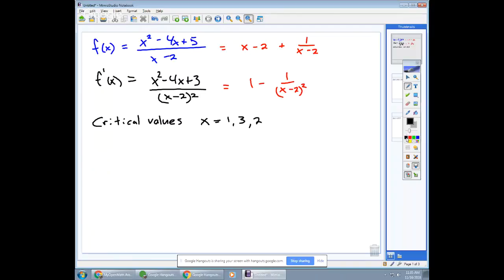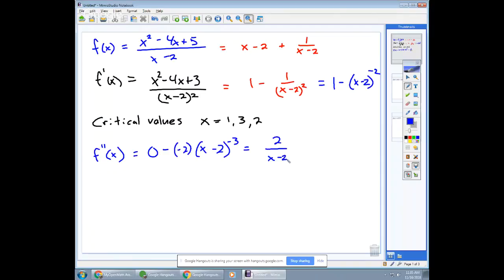I'm going to take this a step farther today. We're also going to calculate the second derivative. We're going to use the alternate version to do so because it's easier. I could write that as 1 minus (x minus 2) to the negative 2. Makes it pretty easy to consider. So the derivative of 1 is 0, so I get 0 minus, and then a negative 2 comes down, and then (x minus 2) to the power negative 3. So altogether, negatives cancel. Drop this into the denominator, and I get 2 over (x minus 2) cubed.